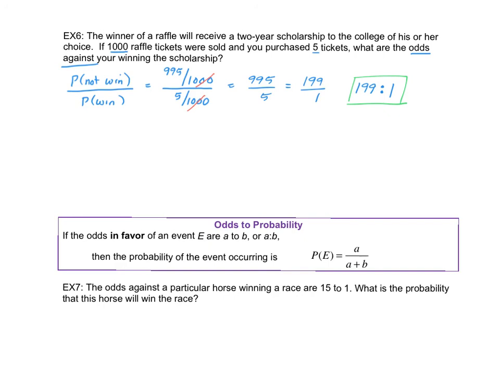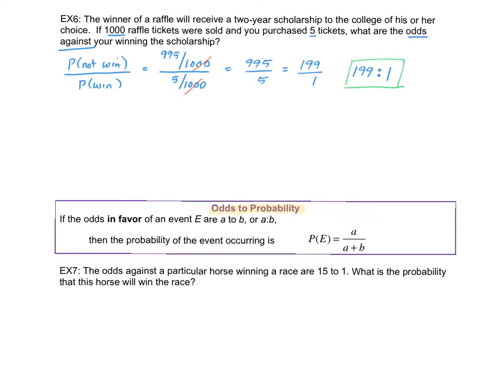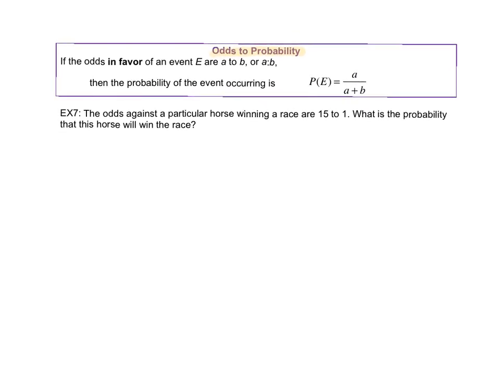Just be careful on my lab if you're asked to find odds in favor or odds against. Well, let's say that we already have the odds, and instead we want to go back to finding the probability. So you need odds in favor for this formula. Let's say the odds in favor are going to be A to B, or A colon B. Then to find the probability that your event does happen, it's going to be A over A plus B. It's a very simple formula to use.